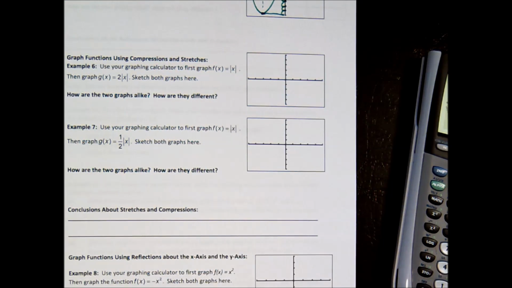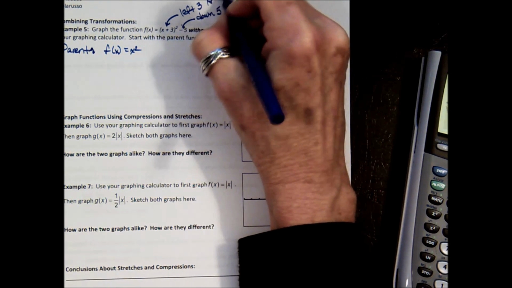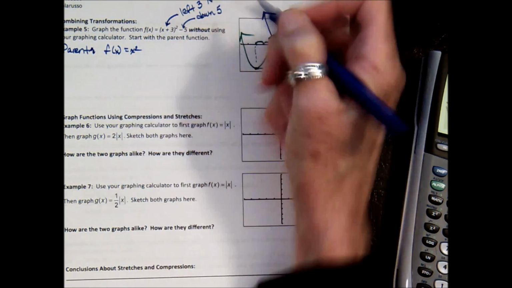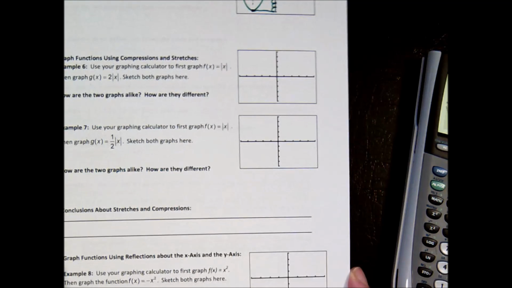Remembering that, let me bring this down again. The horizontal shift happens inside the function before it's squared or whatever's being done to it. The vertical shift happens on the end. Let's look at what is called compressions and stretches.